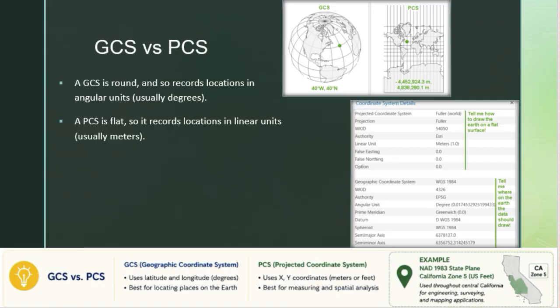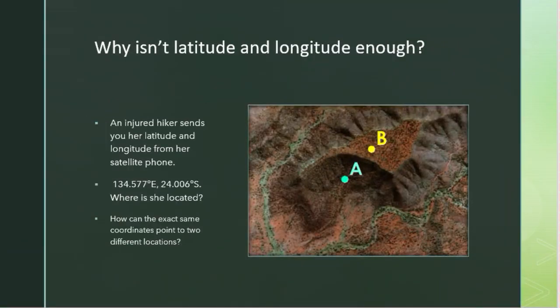In GIS, we often start with data in a geographic coordinate system and then project it into a PCS. So let's take a real world example. An injured hiker sends you her latitude and longitude from her satellite phone. This is a canyon in Arizona. And so you have her lat and longs. It's 134.577 degrees east and 24.006 degrees south. Where is she located? And the answer is this image on the right, which is showing those lat and longs. And how can the exact same coordinate point to two different locations?